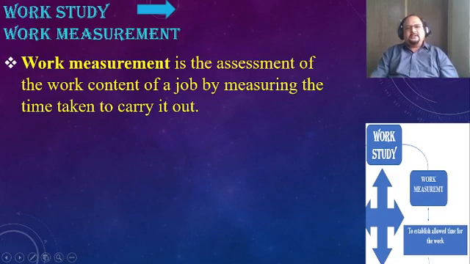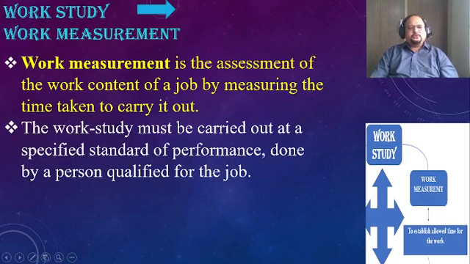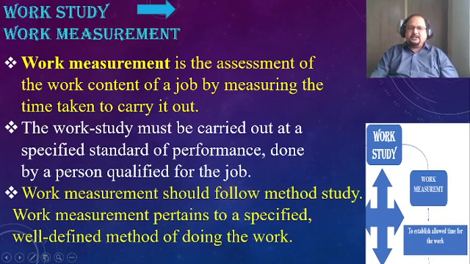So, work measurement is the assessment of the work content of a job by measuring the time taken to carry it out. The work must be carried out at a specified standard of performance done by a person qualified for the job, and work measurement should follow method study. So it goes together. You cannot separate it. Whenever you are doing the method study, you have to measure the distance and the time at that particular time itself. So it goes hand in hand together.